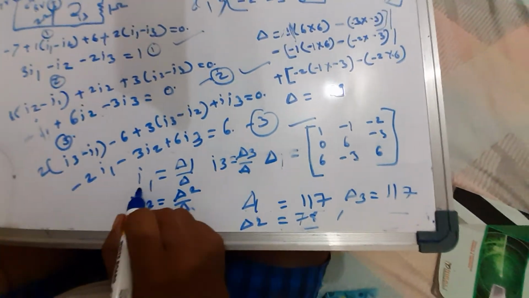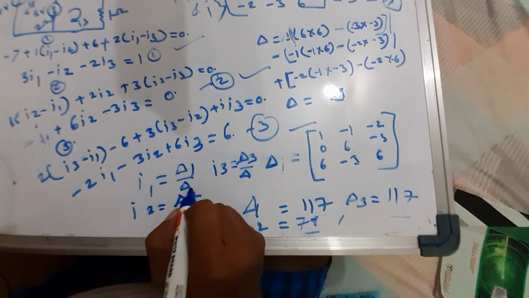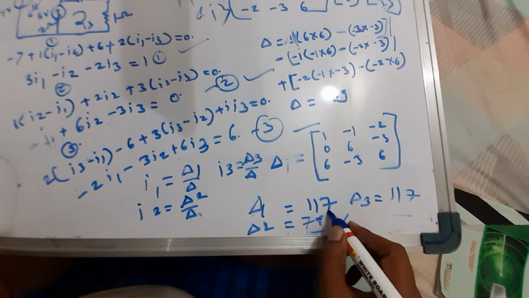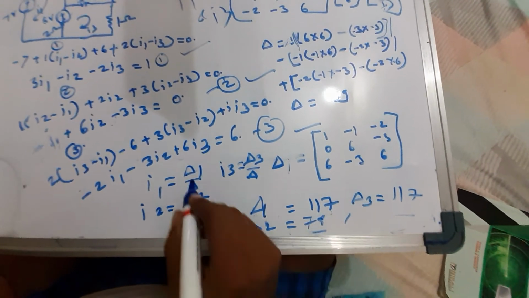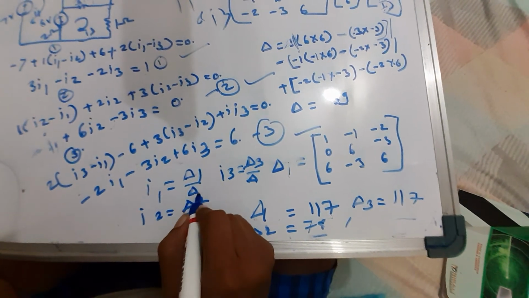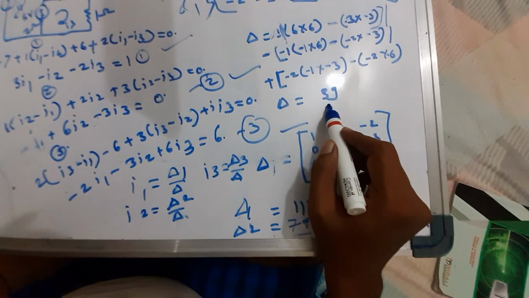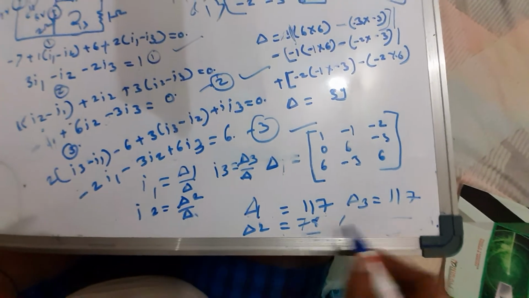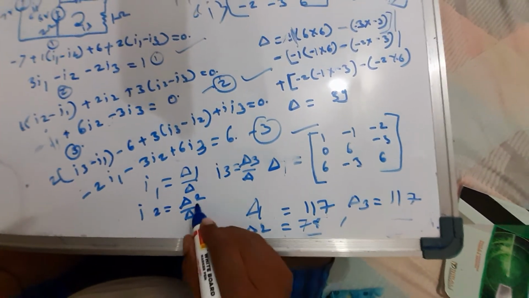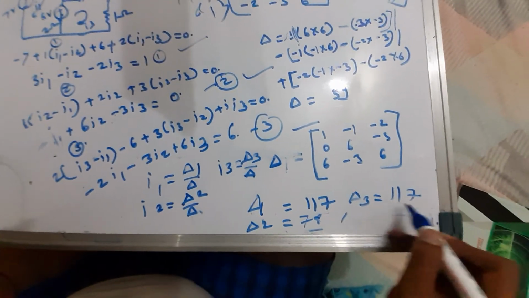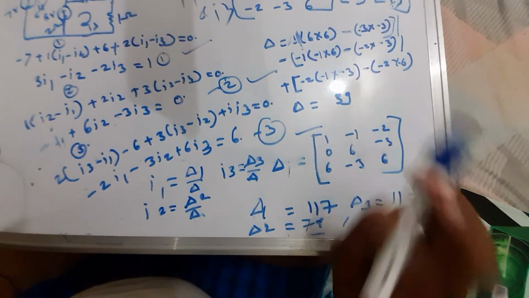So finding the value of I1, that is delta 1 divided by delta. Delta 1 is 117, so we put delta 1 as 117 divided by delta, and delta is 39. Similarly, delta 2 is 78 divided by delta, that is 39, and delta 3 equal to 117 divided by delta, 39.